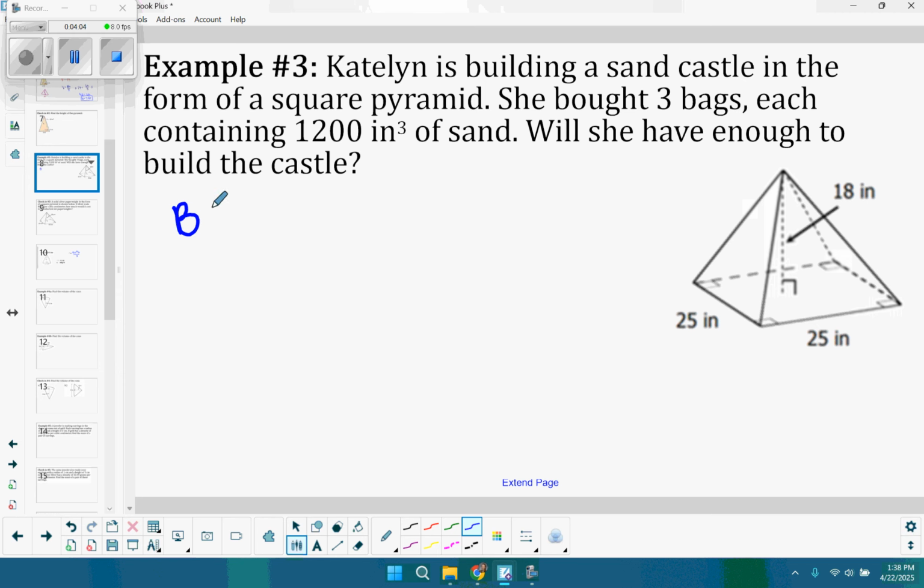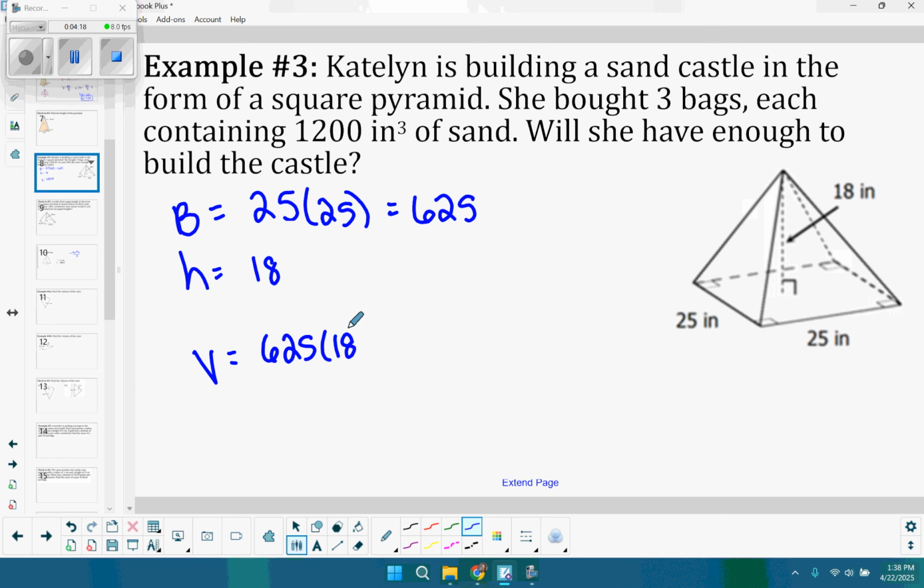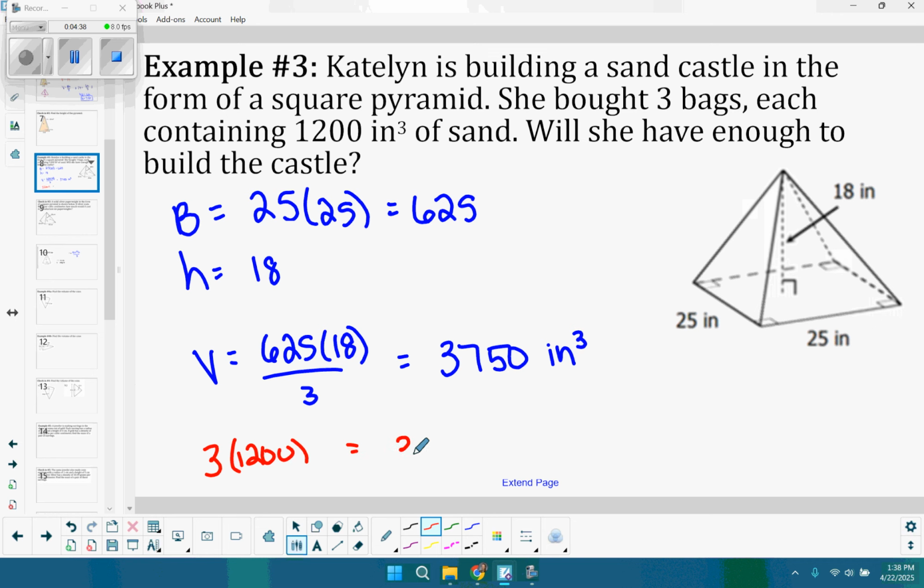So we know the base is 25 by 25, which is 625. The height, standing up, is 18. So my volume would be 625 times 18 divided by 3. So she needs 3,750 cubic inches of sand. 3 bags, each with 1,200, means she has 3,600 cubic inches of sand. So she needs more than she has.